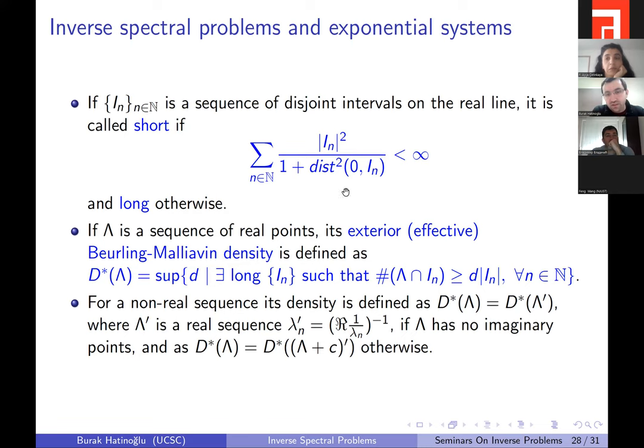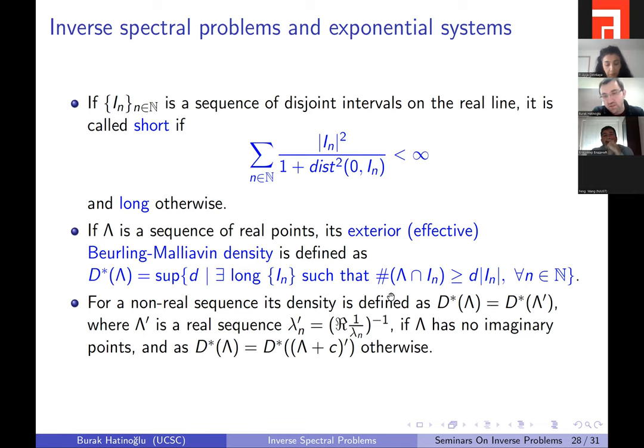So you can just simply think of this as the length of the interval divided by its distance to the origin is square summable. If we have this condition, we call such a sequence short. And if the summation is divergent, we call it long. And Beurling and Malliavin introduced the so-called exterior density of a sequence as follows. Here, this lambda is just a sequence, and D star lambda is the supremum of D, such that you can find a long sequence such that this property is valid.